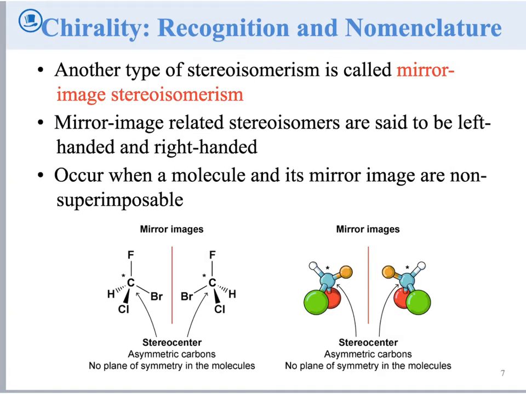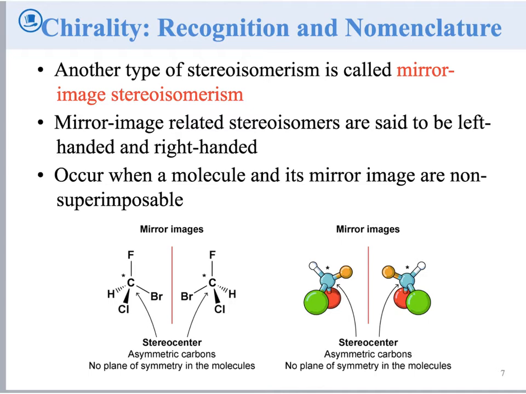Another type of stereoisomer is called mirror image stereoisomers. This is when we talk about enantiomers. Like think about our hands, left and right-handed. Molecules can be left and right-handed. Right? It occurs when the molecule's mirror image is non-superimposable. Our hands are mirror images of each other. You cannot make them impose upon each other exactly.